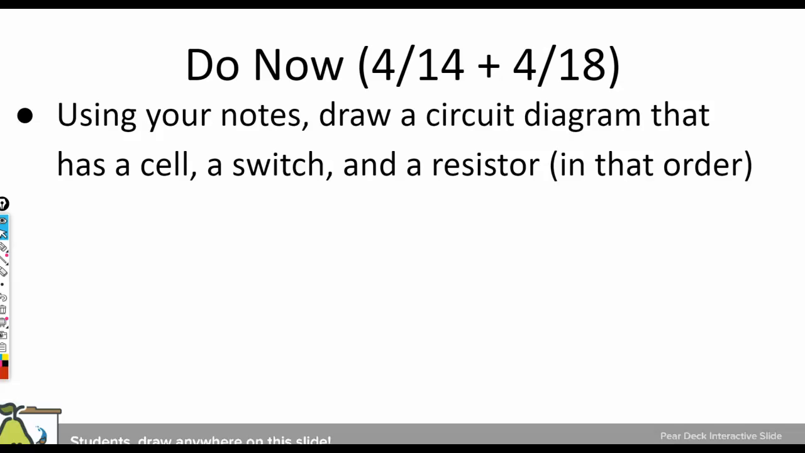In your notes, you should have the different diagrams for a cell, a switch, and a resistor. I want you to draw the circuit diagram that has those three things in it, and do that on the periodic slide, which I gave you the link for. So go ahead and do that now.